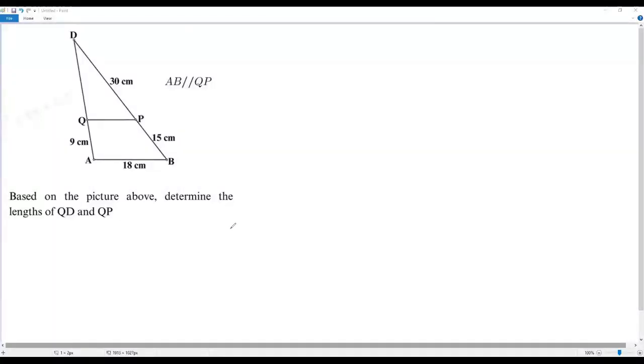Here we have a geometry question. Okay, let's go with the question. So there is a figure given over here. Based on the picture above, determine the lengths of QD and QP. So we have to find the length of QD and also we have to find the length of QP.